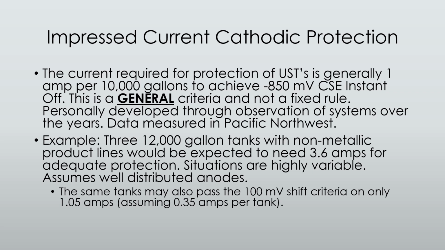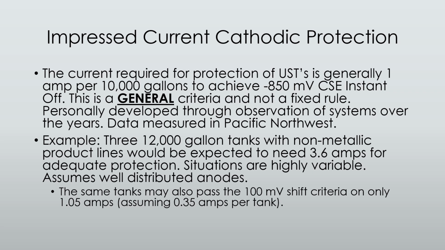This is for the Pacific Northwest. Every region will vary: moisture content, soil content, clay, gravel, everything. It's very different. Maybe there are different anode layouts that are more regional than what I've seen here in the Pacific Northwest. So my experience is limited to Oregon and Southwest Washington. But for an example, if we had three 12,000 gallon tanks with non-metallic product piping, we would expect to see 3.6 amps for adequate protection coming out of the rectifier.